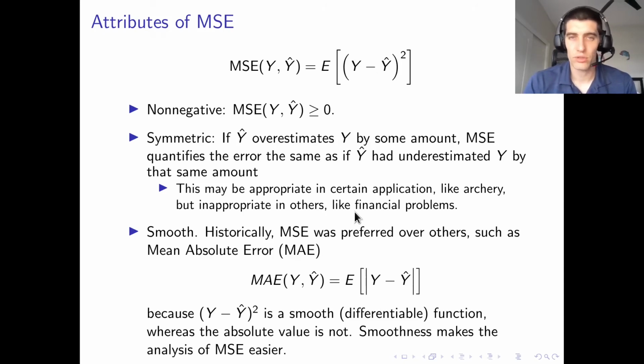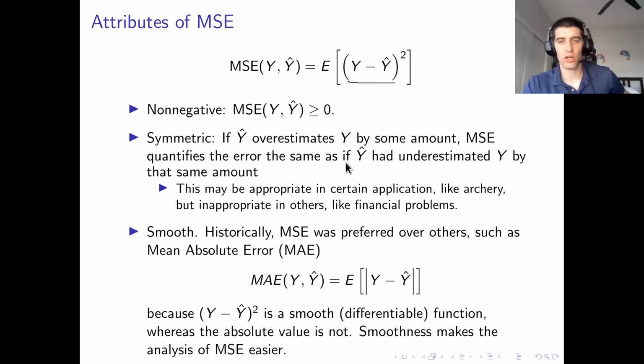So what are its attributes? The attributes of mean squared error, as we just discussed, are that it is non-negative, because we are taking the expected value of something non-negative. It is symmetric, which means that if y hat overestimates y by some amount, the mean squared error is exactly the same as if y hat underestimates y by that same amount. This is just a property of squaring.